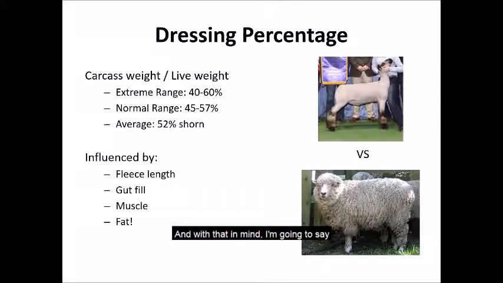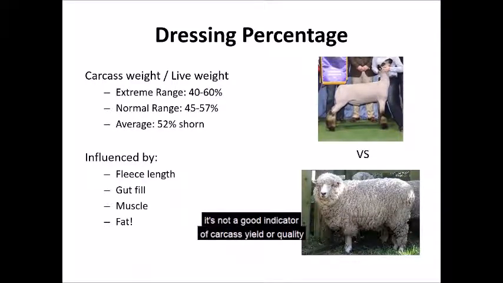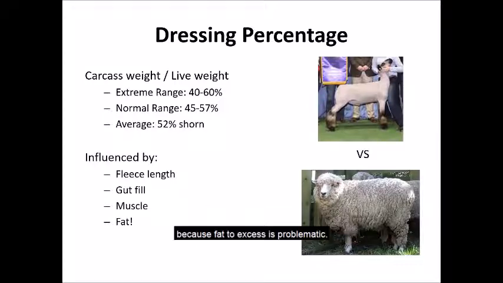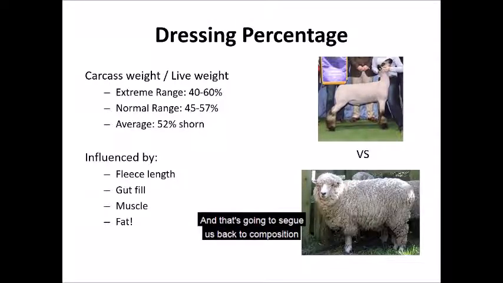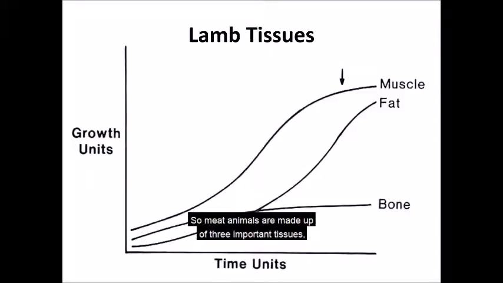And with that in mind, I'm going to say that while dressing percentage is often a good economic indicator if the operation's paid on carcass weight, it's not a good indicator of carcass yield or quality, because fat to excess is problematic. And that's going to segue us back to composition and thinking about how these various tissues in the body grow. So a meat animal carcass is made up of three important tissues: muscle, fat, and bone.